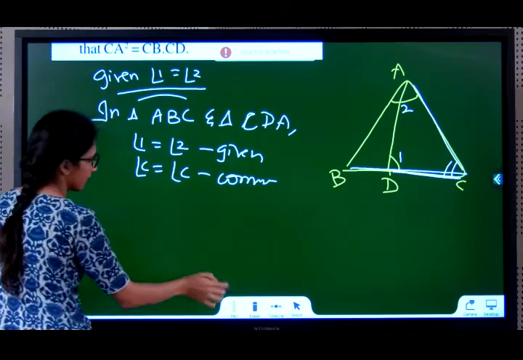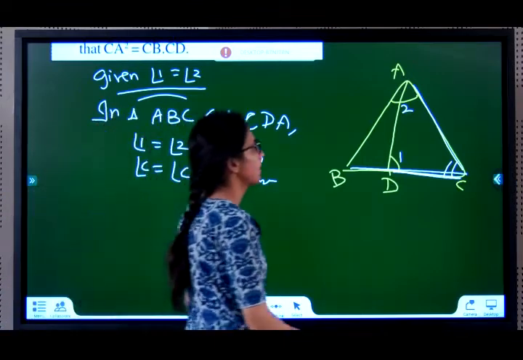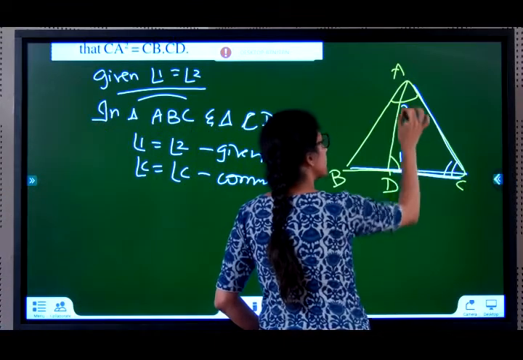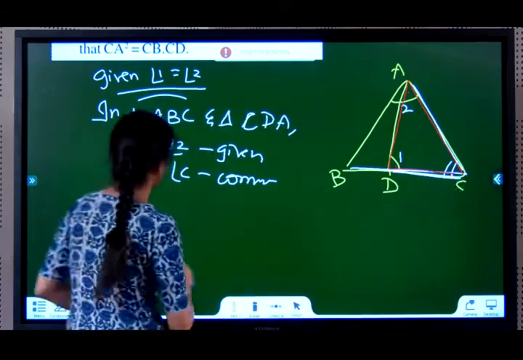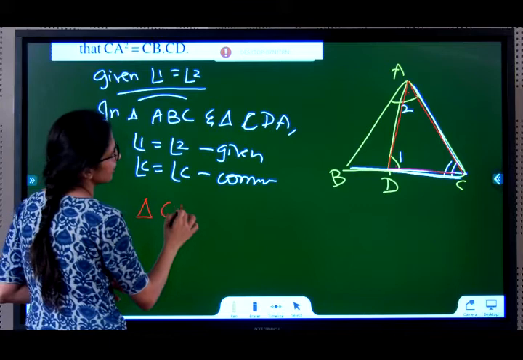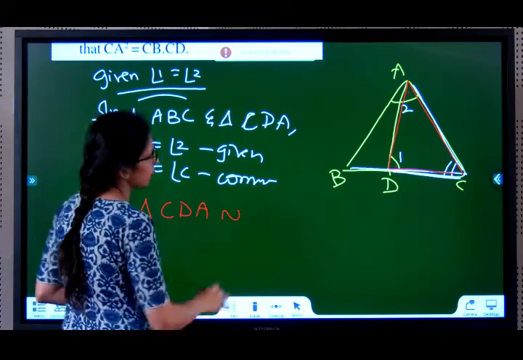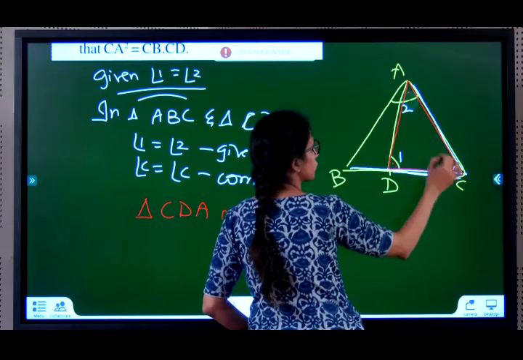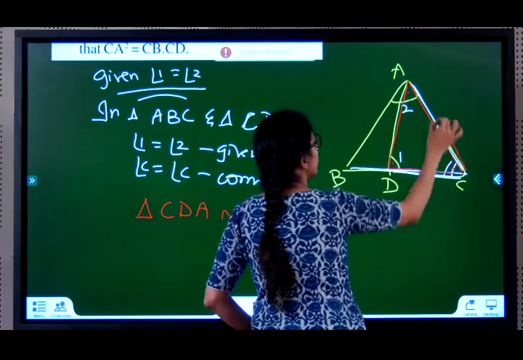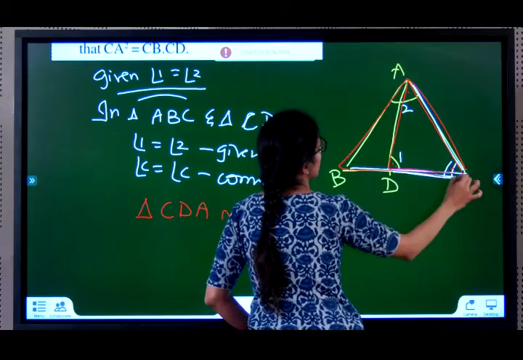Now you have to see the order of naming. Common angle 1 nothing. Common angle 1 nothing. So I have basically taken triangle CDA is similar to common angle 1. Who is corresponding to 1? It's 2. So common angle 2 nothing. CAB.